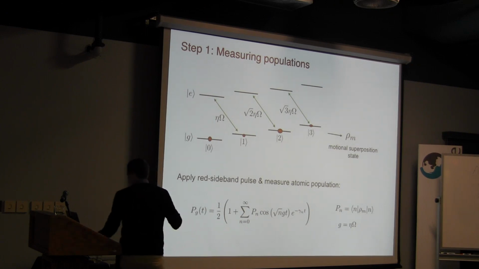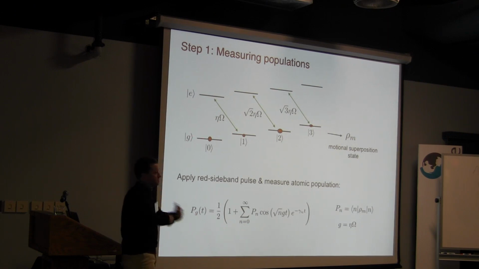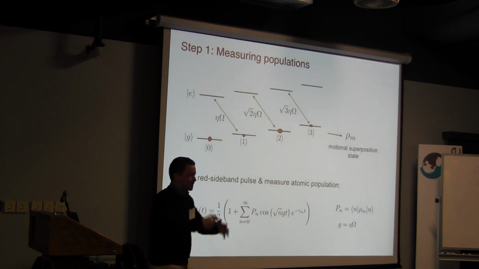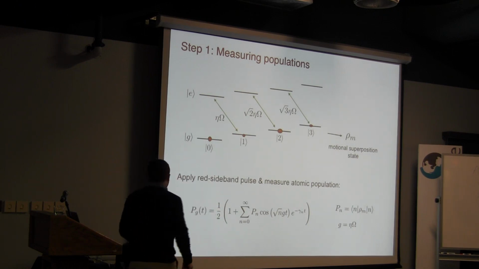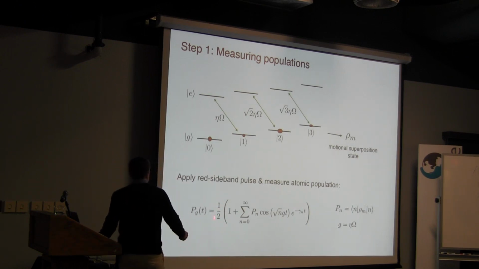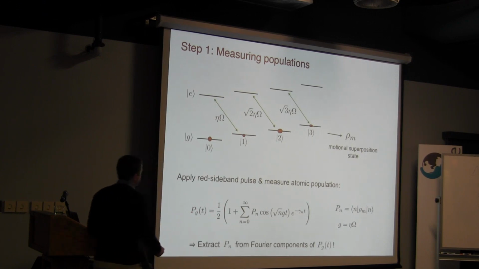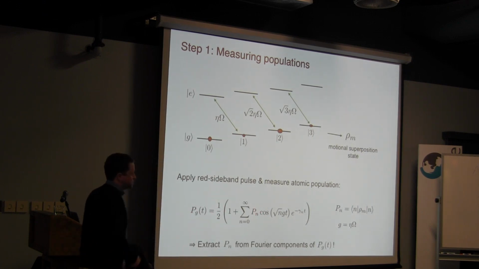So now, preparing the state, switching on this interaction, and measuring the ground state population. Of course, this is something I have to do over and over again to get a time-dependent signal. I can use this time-dependent ground state population to extract the Pn by simply doing a Fourier transform.